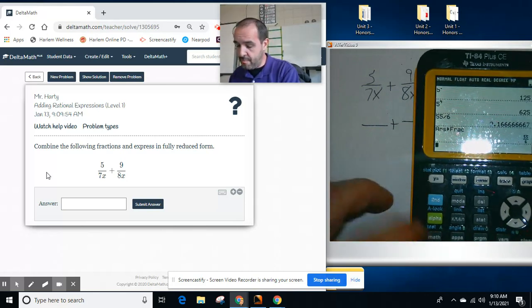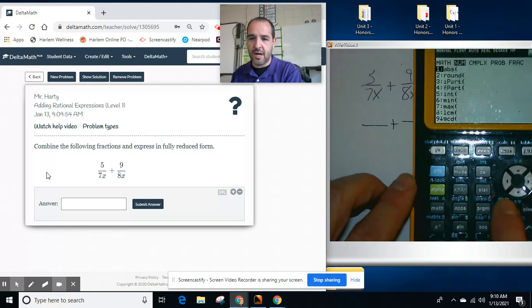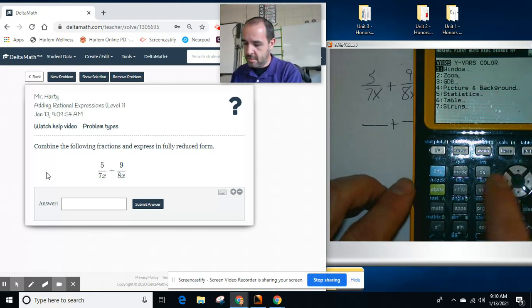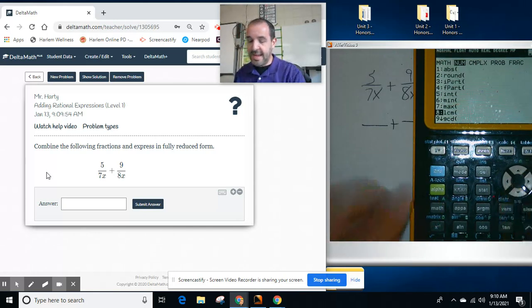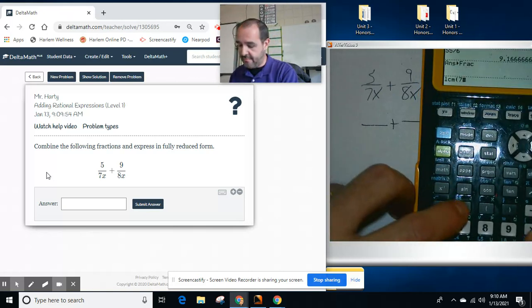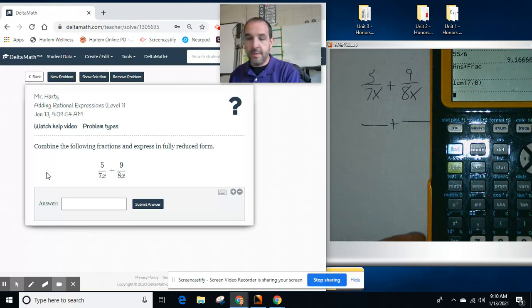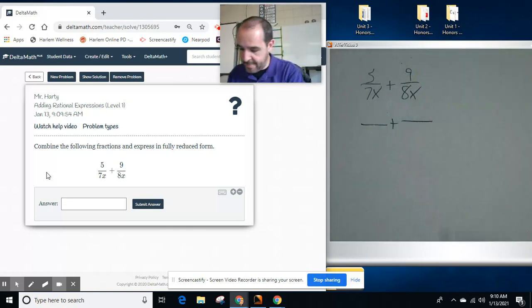If you go to math, over to numeric, sorry for my glare. Oh dear, math, numeric, LCM. You can take your 7 and your 8, but you have to use the comma in between, right above the 7. Okay, Hardy, I could have just multiplied and it's 56. That's not true every time, though.